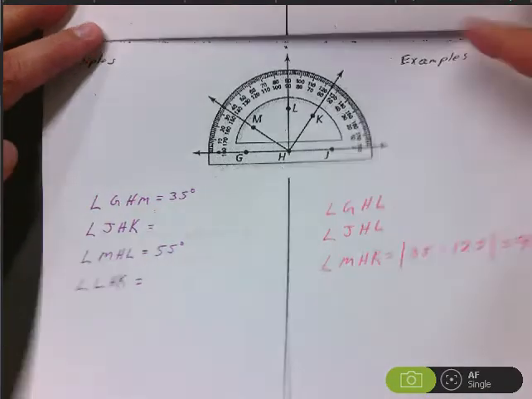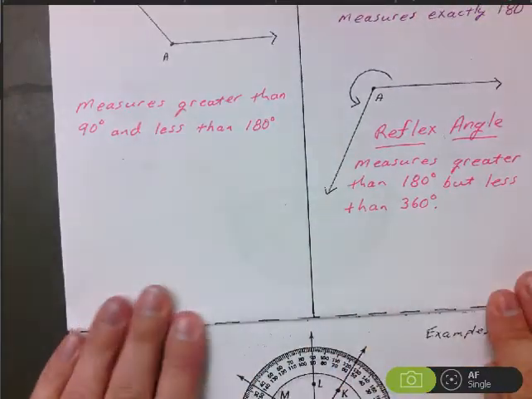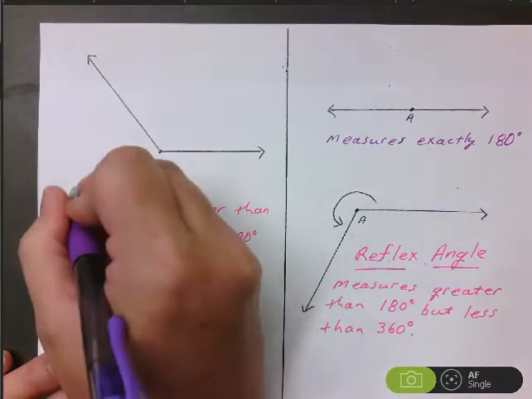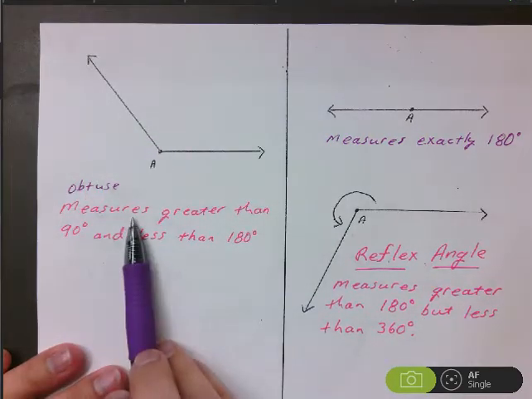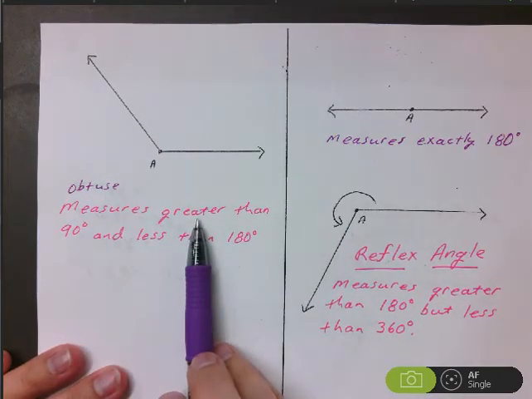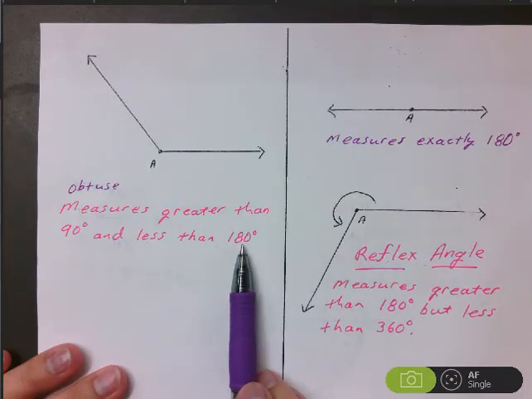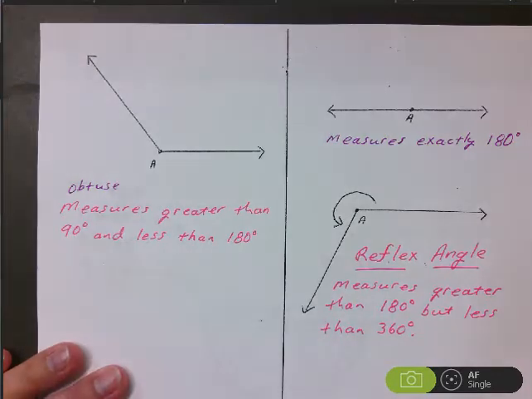So let's go on to the next page. Now we have our obtuse and our straight angles. So we have an obtuse over here on the left. The measure is always going to be greater than 90, but less than 180. Okay, so greater than 90, less than 180, we call that an obtuse angle.